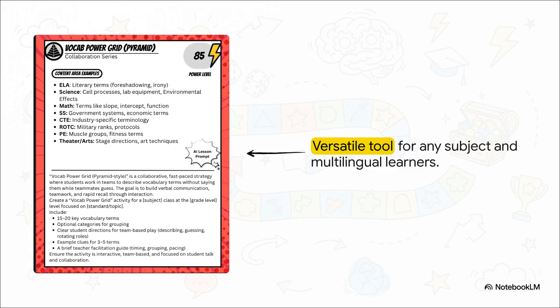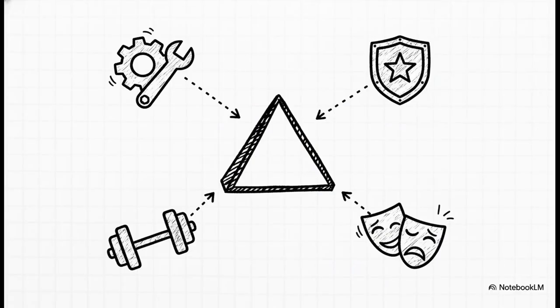Plus, it's a fantastic way to support multilingual learners, giving them a really structured, low-stakes environment to practice speaking and listening. You can literally take that exact same 15 to 20 word pyramid structure and seamlessly drop it into a career and technical education class to review industry terminology. You can use it in ROTC for military ranks and protocols. Physical education teachers use it for muscle groups, theater directors for stage directions, and world language teachers can use it to build conversational fluency. The framework just works everywhere, across the whole shebang.